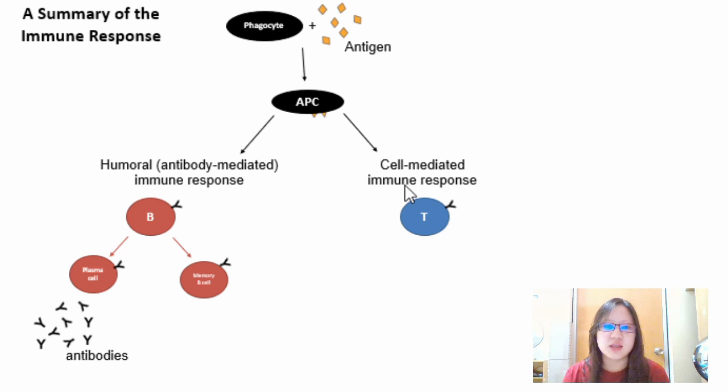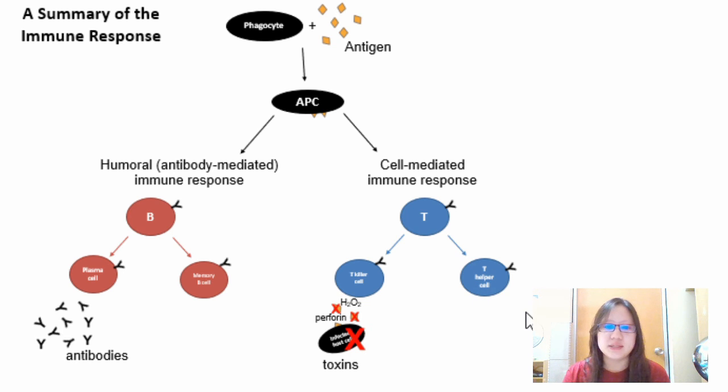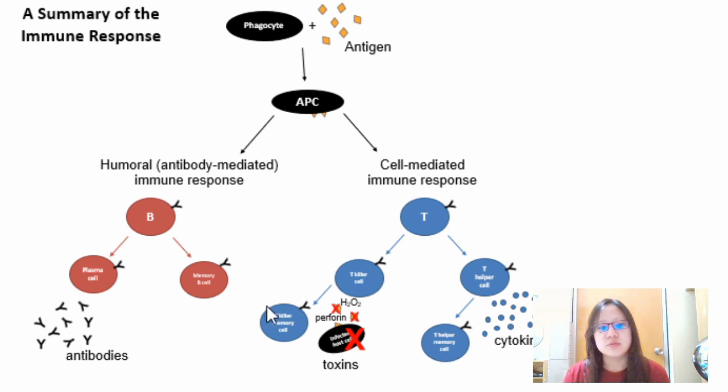Let's look at the cell-mediated immune response. The T cells, they're activated, okay, will produce T killer cells, and these T killer cells will secrete toxins into infected host cells and kill it, or T helper cells, which secrete cytokines. Now, T helper cells will develop T helper memory cells, whereas T killer cells will also develop into T killer memory cells. So there are 3 types of memory cells here. And each type of cell does different things.